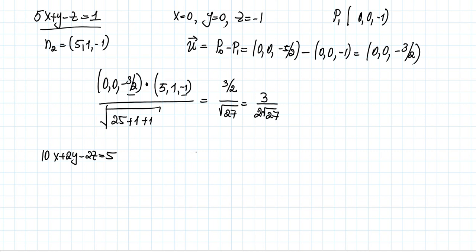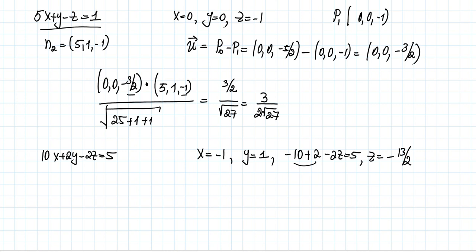So tell me any values for x and y. We need to choose some easier ones, right? So let's choose x equal to minus 1, y equal to 1. If you substitute them into the equation, what equation do you have? Minus 10 plus 2 minus 2z is equal to 5, right? So this is minus 8. Minus 8 goes to the right, it's going to be plus 13, and z is going to be equal to minus 13 over 2.